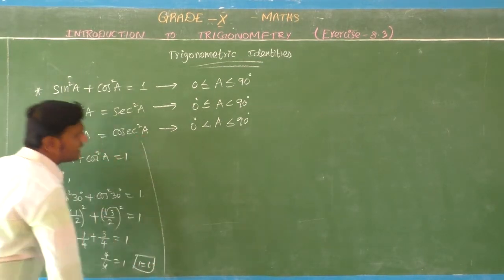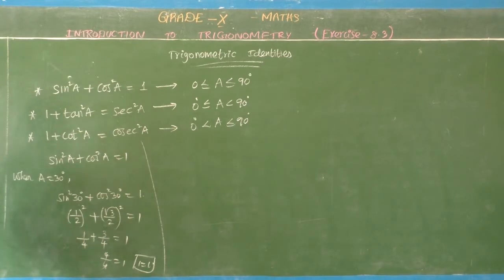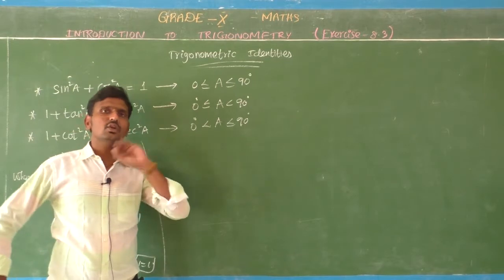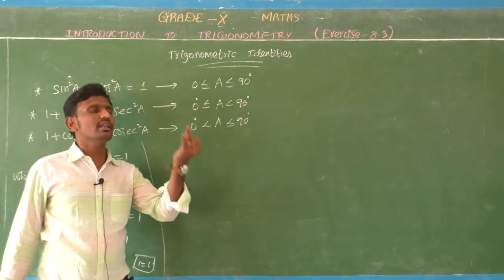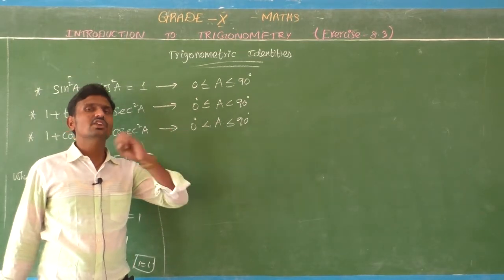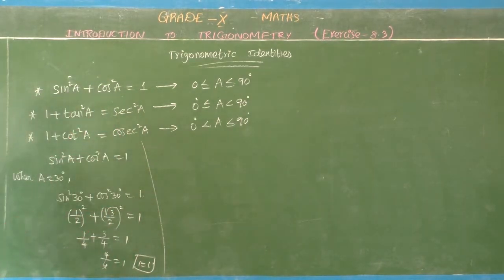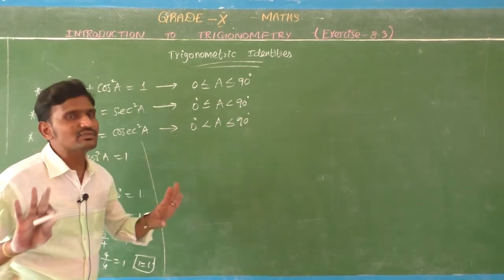So this identity is satisfied for 0 degree to 90 degree, whichever you use: 0, 30, 45, 60, 90. From these five angles, whichever you substitute in the identity, both sides will be equal, and the equation is satisfied.